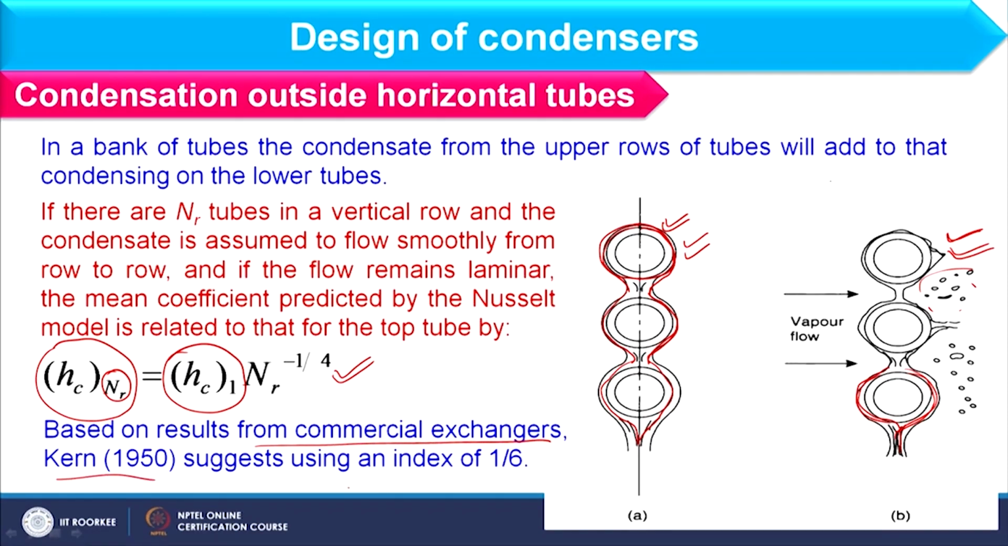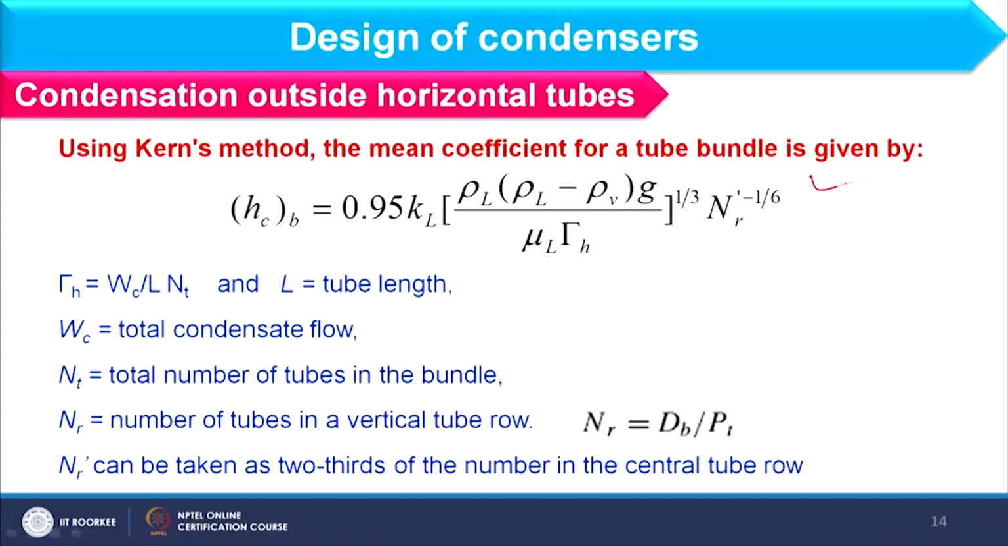However, when I consider more practical data, I have results based on commercial exchangers given by Kern, and he suggested that the index should be 1 by 6 instead of 1 by 4. Because it is based on commercial exchangers, we will consider Nr power minus 1 by 6 instead of 1 by 4. So, the final expression is like this, where HCB is the heat transfer coefficient for the bundle, and it is 0.95 into the complete expression which we have already discussed, and here I have Nr dash power 1 over 6.